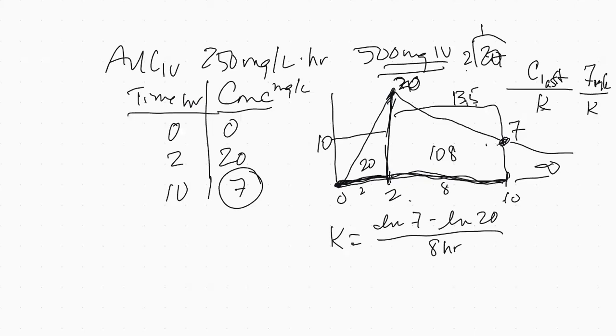0.13. Is that what everybody got? I got 0.131. Okay. I mean, that's probably fine. So we plug that in up here, don't we? So 7 divided by 0.13 per hour. It's going to be big. 53.44.